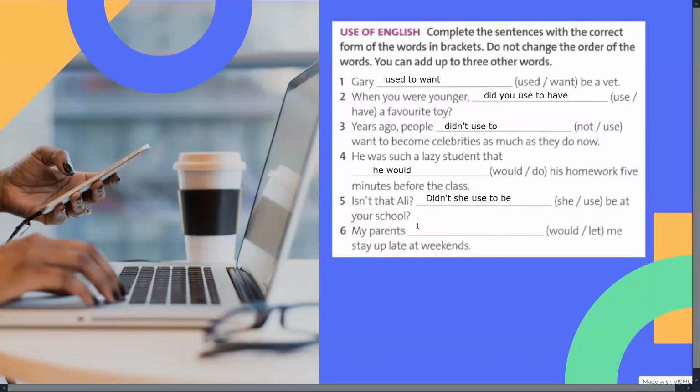My parents would let me stay up late at weekends. If it's not a negative, then we don't add anything. My parents would let me. So this one is good. Oh no, I forgot to do here. He would do his homework 5 minutes before the class. I presume that it was already written in the sentence, but it wasn't.